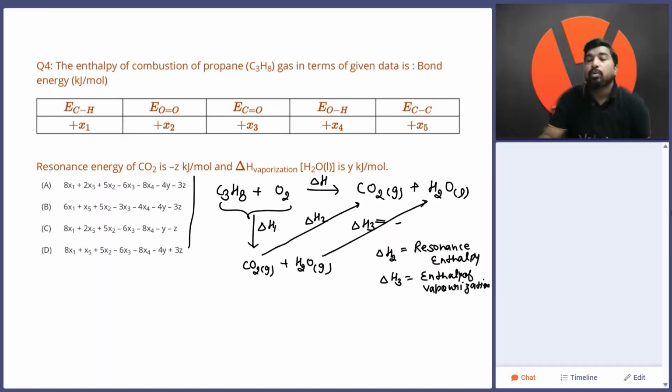That should be equal to minus y kilojoule. First we need to balance the equation. For balancing, that should be 3 and that should be 4, and for oxygen it should be 5. So del H3 should be minus 4y, whereas del H2 should be equal to minus 3z.